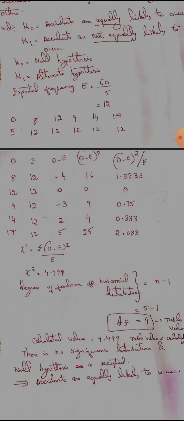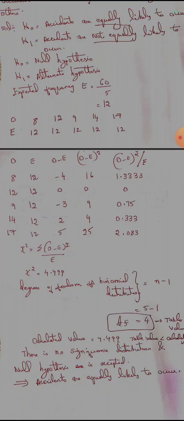For this degrees of freedom 4, I have to refer to the chi-square table, which will be provided. In that chi-square table, for 4 degrees of freedom I have to find the corresponding 5% value. I will be getting 9 point something in that table. Next, I have to find the calculated value. Calculated value means the value which we have calculated using the formula, that is 4.499.